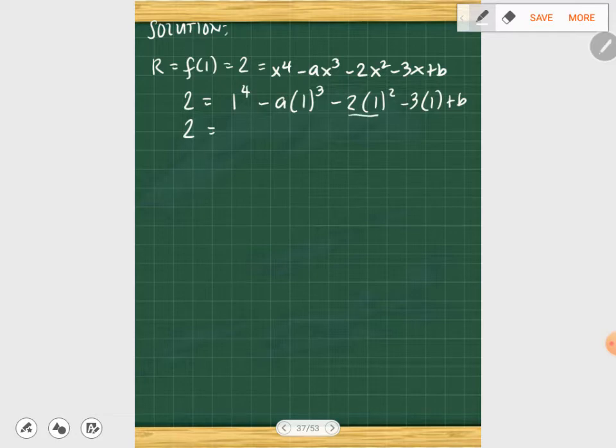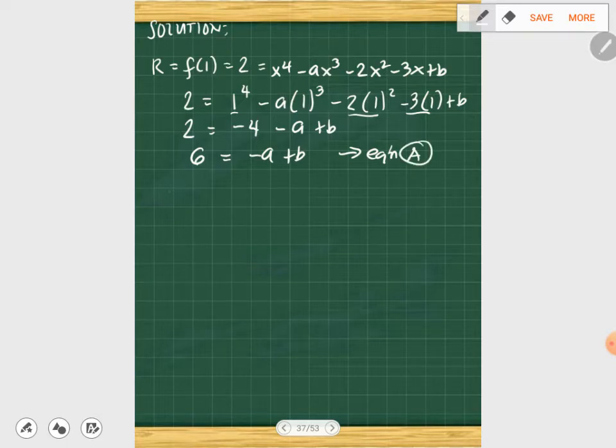So, therefore, you will have 2, and that is negative 5 plus 1, so we have negative 4, so negative a plus b. Okay, or we have now negative a plus b. Transpose ko yan. We have 6 equals negative a plus b. So, I assume this is equation A.